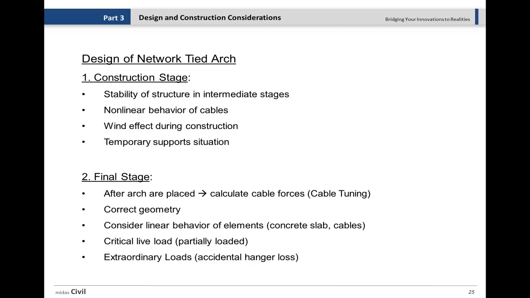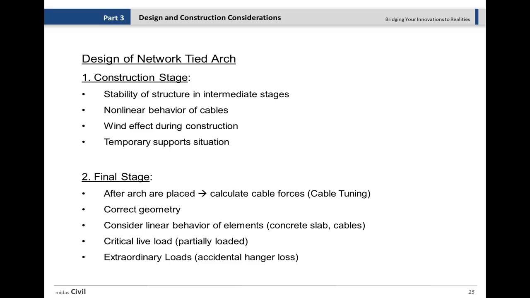Then we see the wind effect during the construction. As I said, because during construction the structure is not stable enough, we have to consider other loads like wind on the structure. Then the temporary supports are important. So I'm gonna explain this more, because this case was a special case. They used cable stays for these supports, and then we have to know the pre-stressing forces in those cables for different parts of the construction.